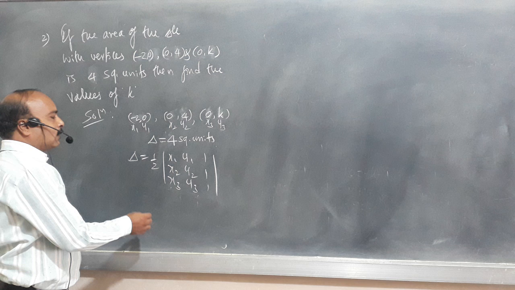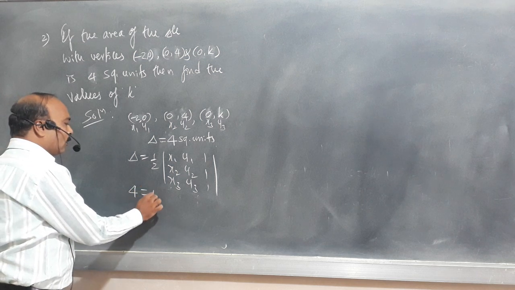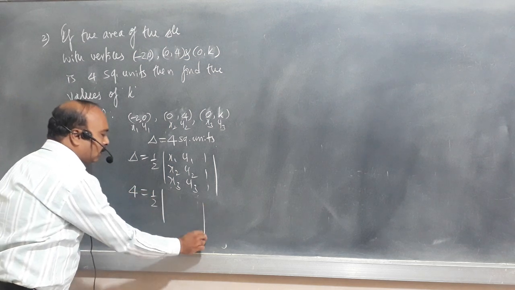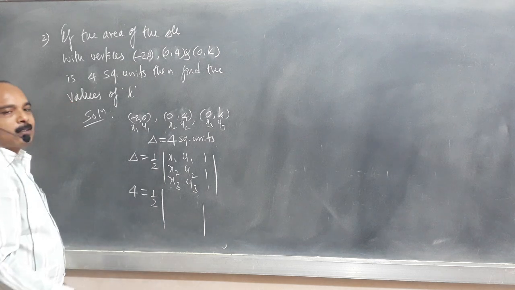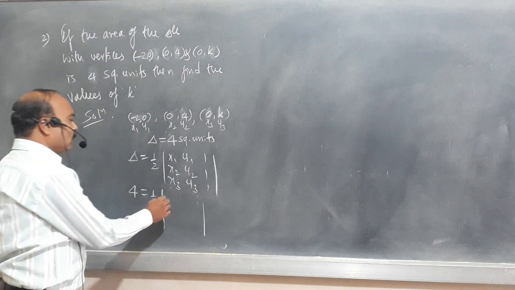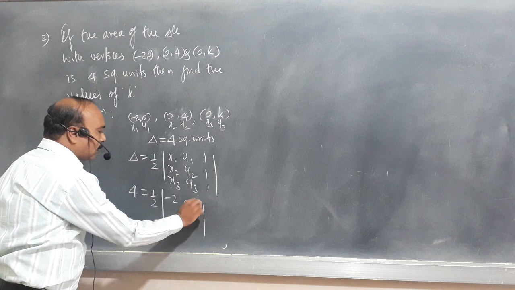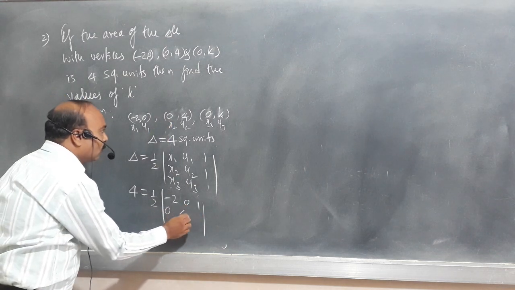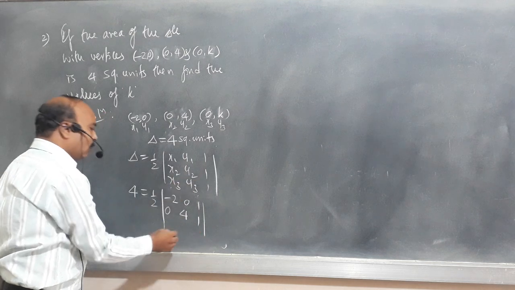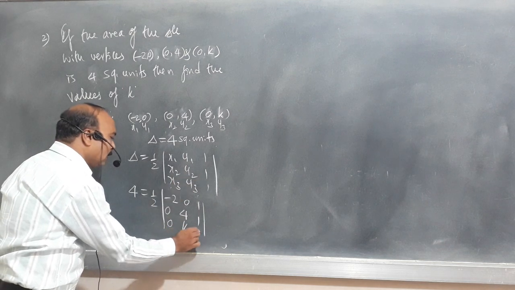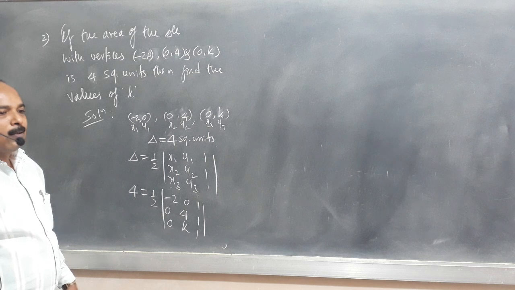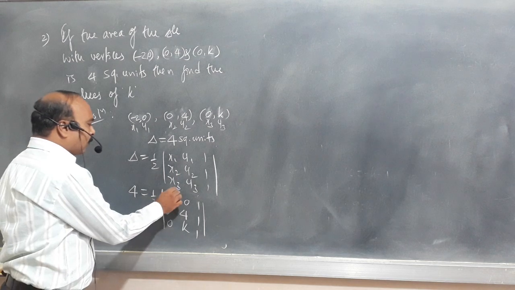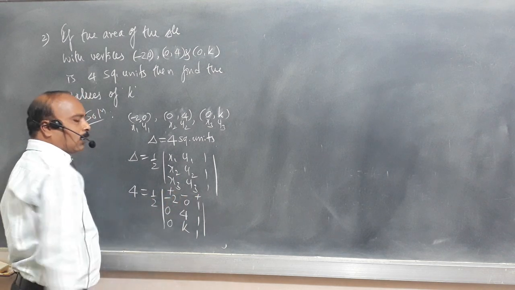Substituting values on both sides, it is 4 equal to 1 by 2 as it is. Now x1, y1 value is minus 2, 0, 1. Second row 0, 4, 1. Third row 0, k, 1. Now we expand the determinant, plus, minus, plus.